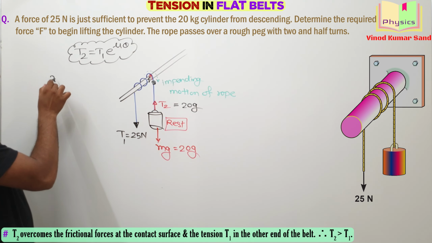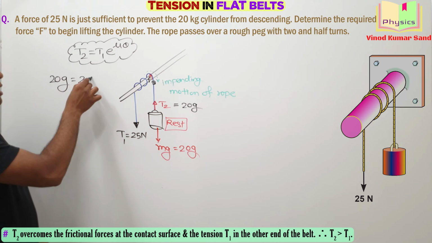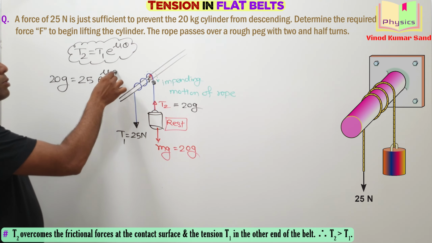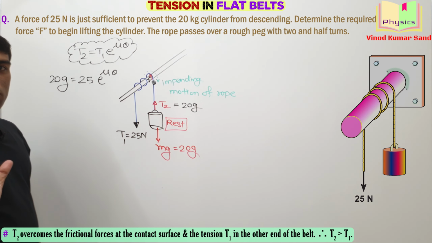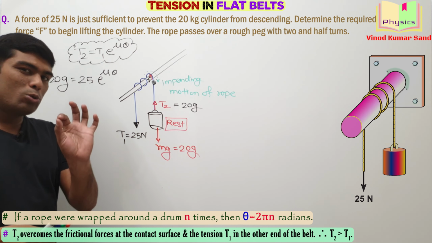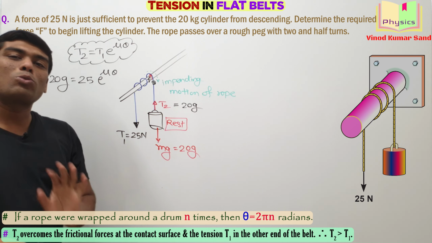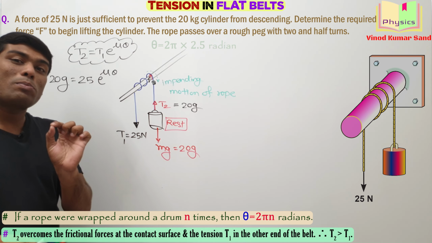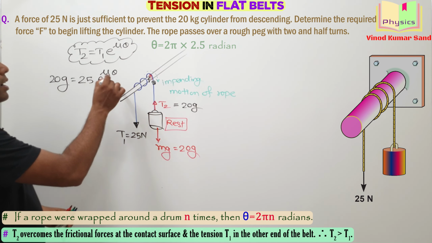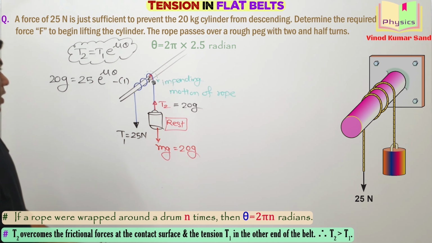How much is T2? T2 is 20g. How much is T1 with us? It is 25. E to the power mu is unknown, and keep theta as theta, although we know the value of theta. If there are n turns, then theta is equal to what? 2 pi n. You remember that? And how many turns do we have here? N is equal to 2.5. So the theta will be equal to 2 pi into 2.5. Got it? I am naming it equation number 1. Any doubt in this? Okay.